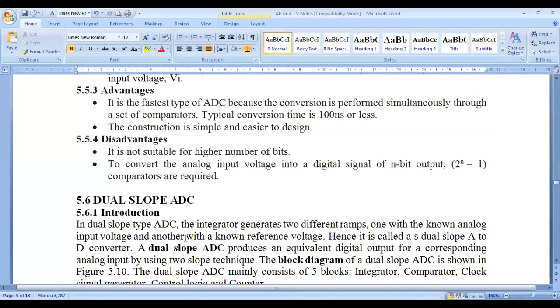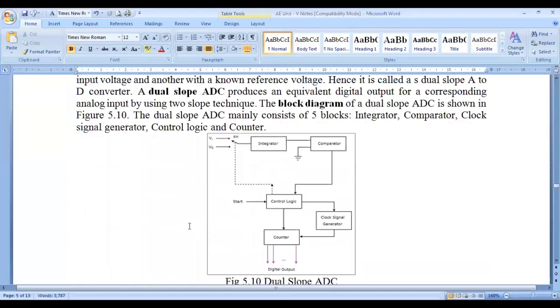The third method is called dual slope ADC, or double slope ADC. Look at the block diagram. There are 5 blocks available: integrator, comparator, clock signal generator, counter, and control logic. And here a switch is available. Initially, the switch will be connected to the input signal Vi. Next, it will be connected to the reference voltage VR. So your input signal will be applied here, and the output signal will be available at the output of the counter.